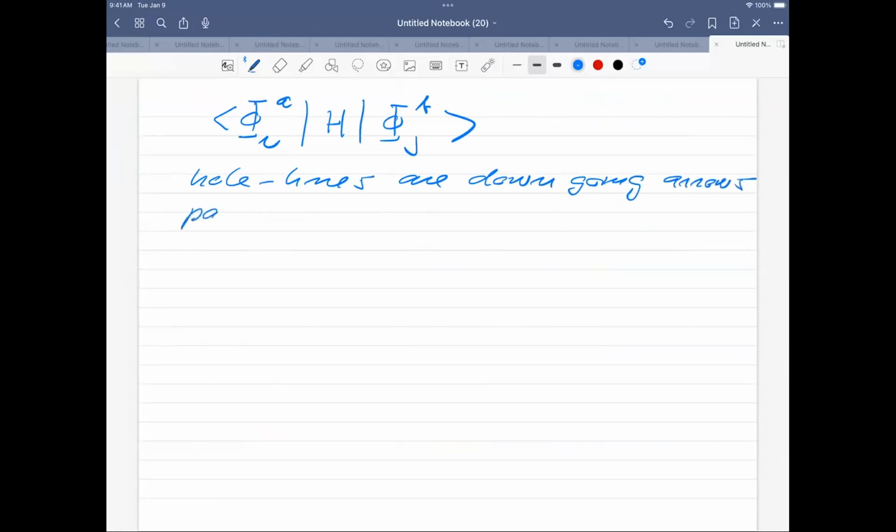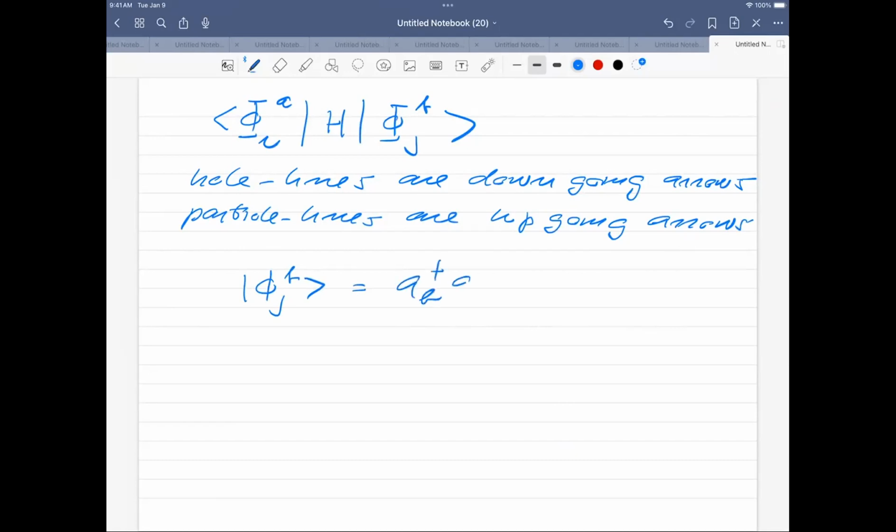And particle lines are obviously upgoing arrows. This is the way we will mark this. So if we now look at one of the states, if I look at the state phi of JB, the way I will mark this one, so this is given by AB, AJ, acting on the reference state, and J is included in the reference state, and B is not.